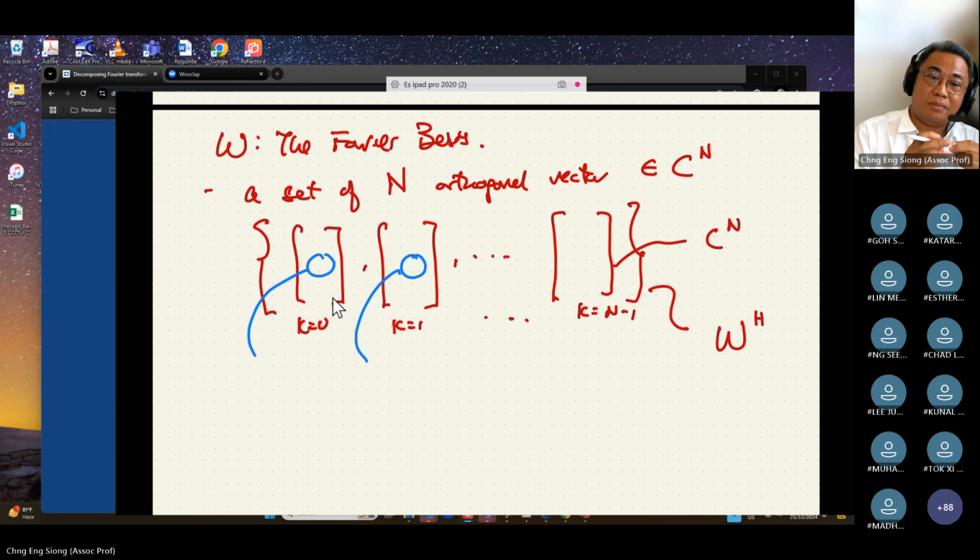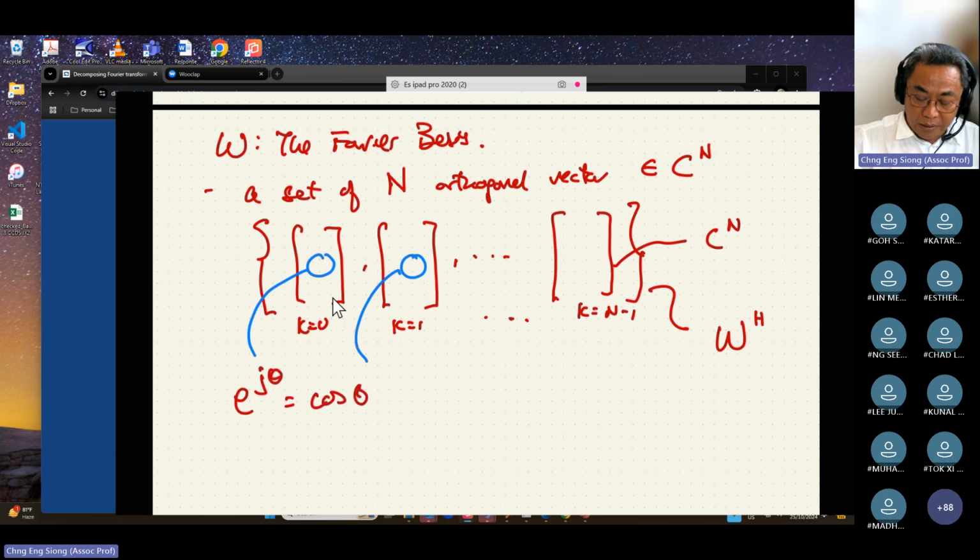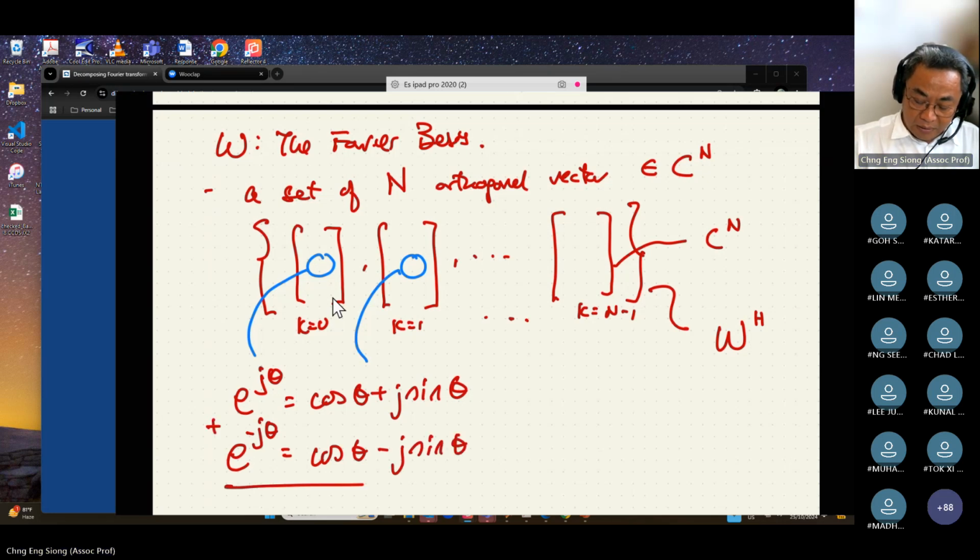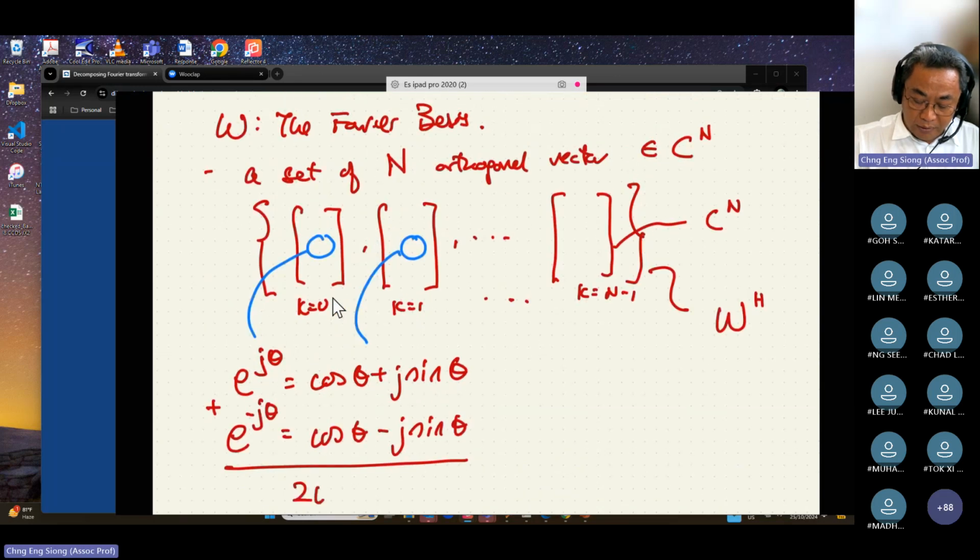Now, of course, let's remember e^{jθ} equals cosine θ plus j sine θ. That's Euler's equation. e^{-jθ} equals cosine θ minus j sine θ. So now if I add them, then I have 2 cosine θ. The imaginary part goes away. So e^{jθ} plus e^{-jθ} is a cosine of amplitude 2.